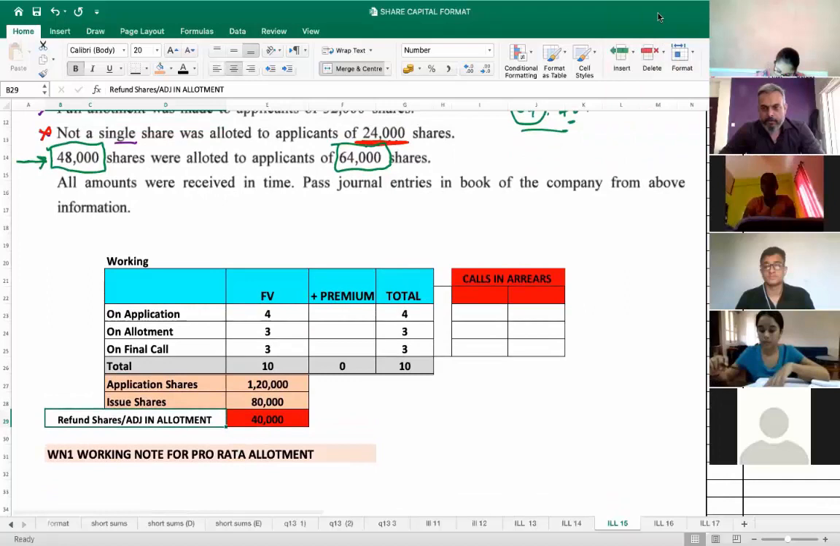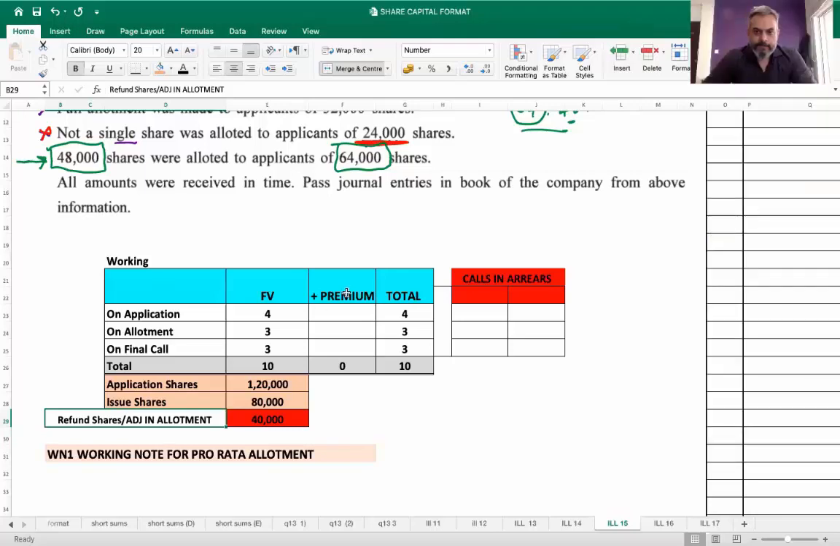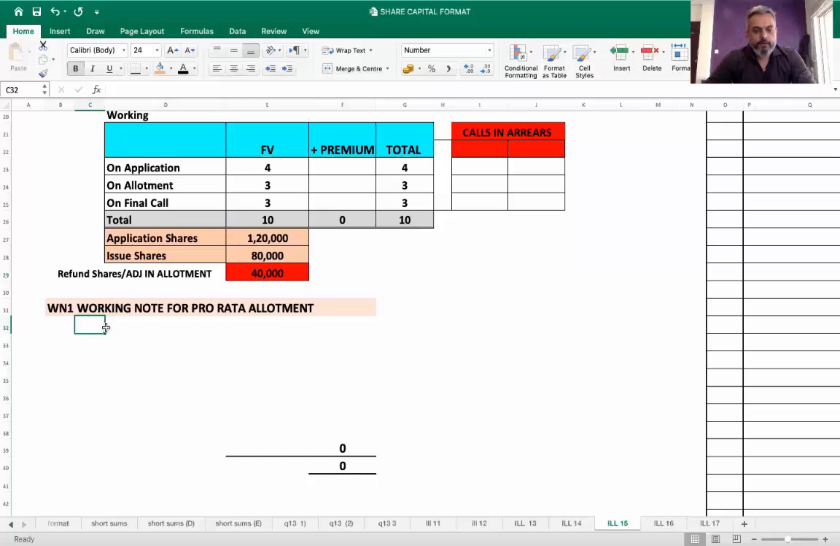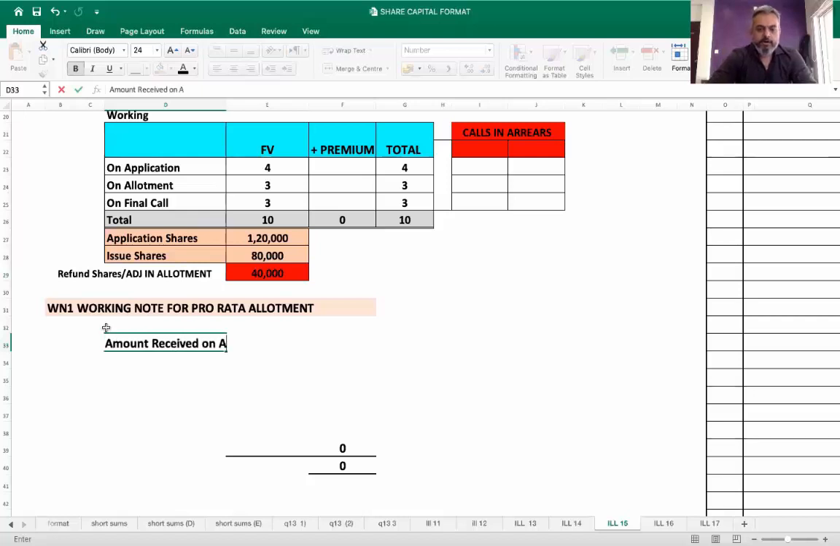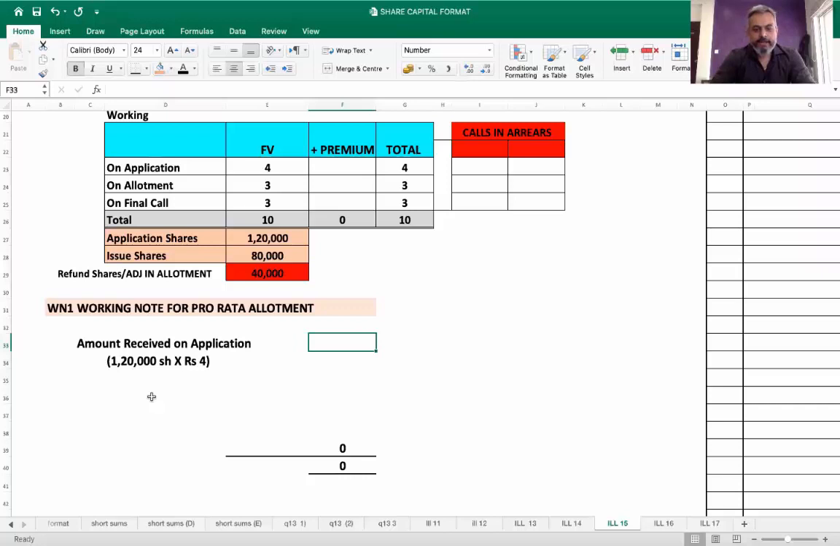Now, have you all done this working? Now we are going to do a very important working. Keep calculators with you and try to understand the concept. Now, working note 1 for pro rata allotment. Now, first let's write amount received on application. So how much amount we are receiving on application? So we are receiving for 1,20,000 shares into rupees 4 per share. So amount received on application is 1,20,000 into 4, 4,80,000.